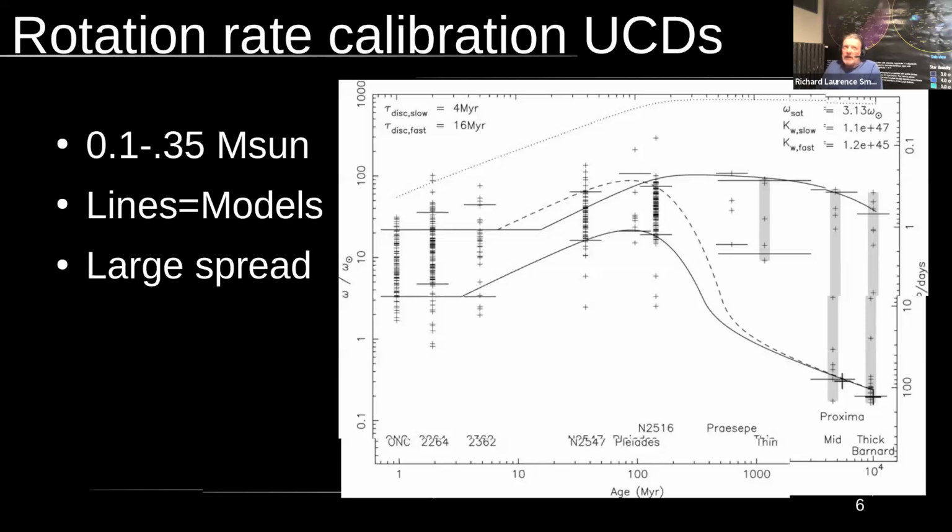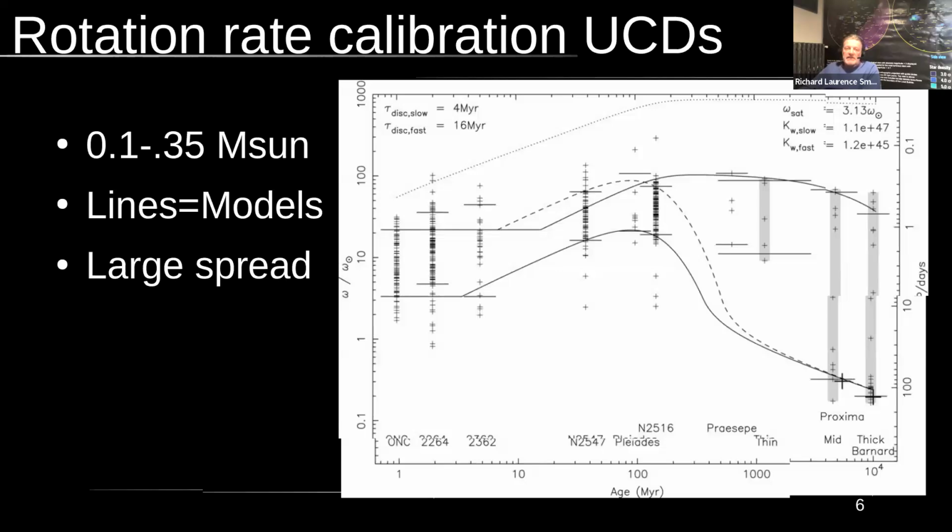This is one area where using the WST might be useful, because if we choose the clusters correctly, so they're not too far away, so that the WST can see most of the UCDs, if not all of the brown dwarfs, then we will get more than 20 per pointing, because there's a concentration of these objects.